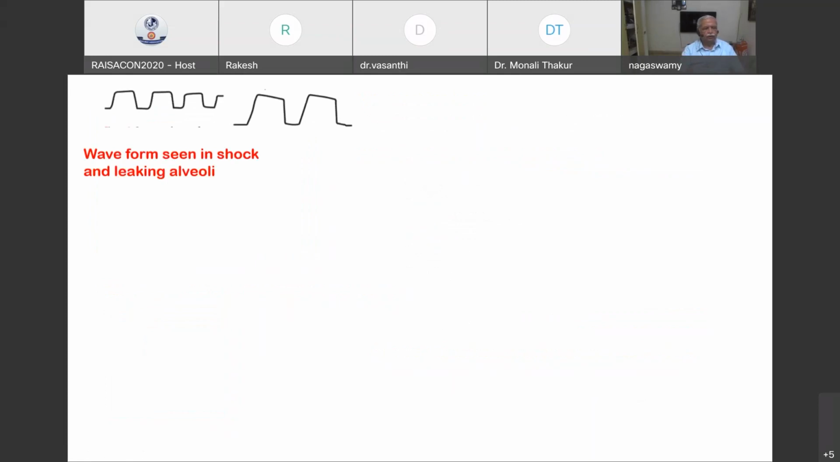Now I am going to show you a few ETCO2 tracings. What you are seeing is the waveform in a patient with shock and alveoli leak. This is a very common tracing all of you would have seen. In which condition does it happen? Seen in bronchospasm, shark fin appearance.